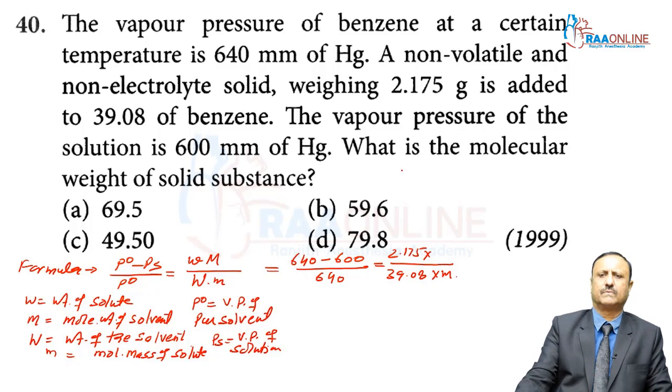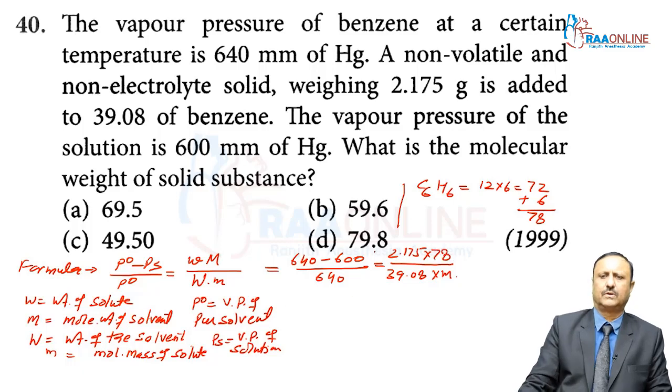Now, my dear friends, when small m is calculated, what is the molecular mass of benzene? Carbon 12 multiplied by 6 is 72, plus 6, and you can get 78. 78 is the molar mass of this benzene. Now, my dear students, with these values, we can put in the formula, and after putting the values, you can solve for the molecular weight M. And my dear students, when you put the M, what is the M? M equals, when 640 minus 600, you can get 40.